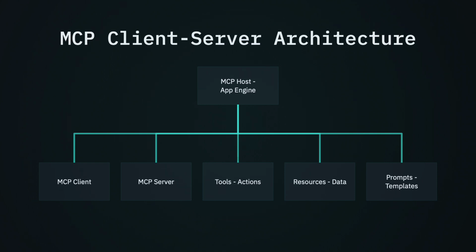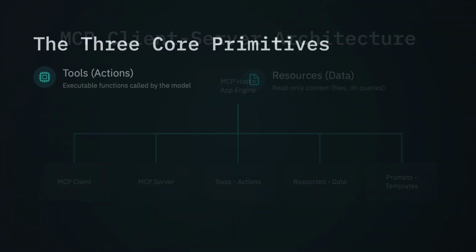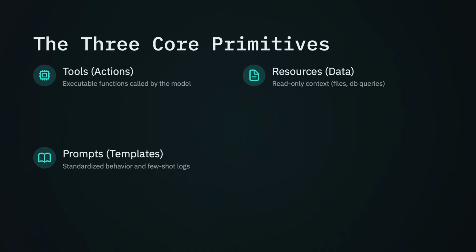Understanding the topology is critical. An MCP host, which is your AI application runtime, manages the communication. It connects to one or more MCP clients, which act as the active connectors. These clients communicate with local or remote MCP servers. The server exposes 3 core primitives: tools for executable actions, resources for contextual data, and prompts for reusable system templates. This separates model reasoning from integration execution. Let's break down these 3 primitives.